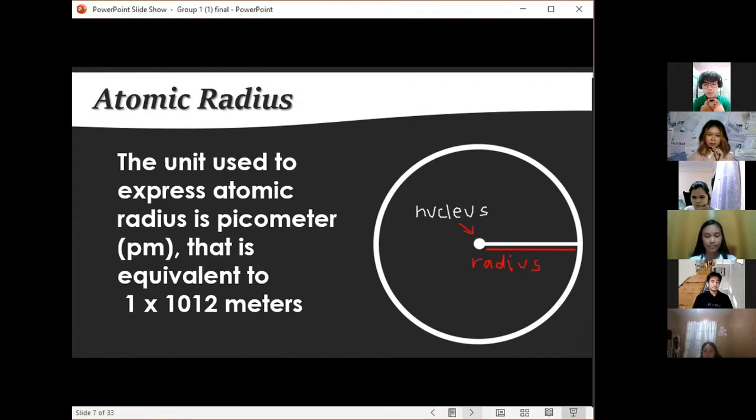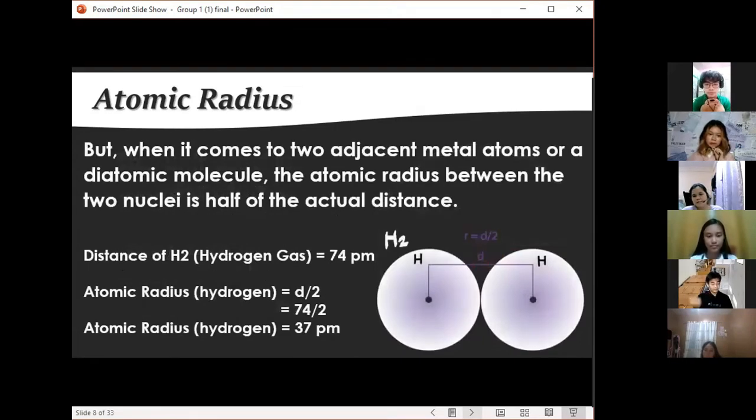But when it comes to two adjacent metal atoms or a diatomic molecule, the atomic radius between the two nuclei is half of the actual distance. Say, for example, we have hydrogen gas here, and we have the given distance of 74 picometer. Since the radius of a hydrogen atom is distance divided by 2, we divide 74 by 2 and we get the answer of 37 picometer.